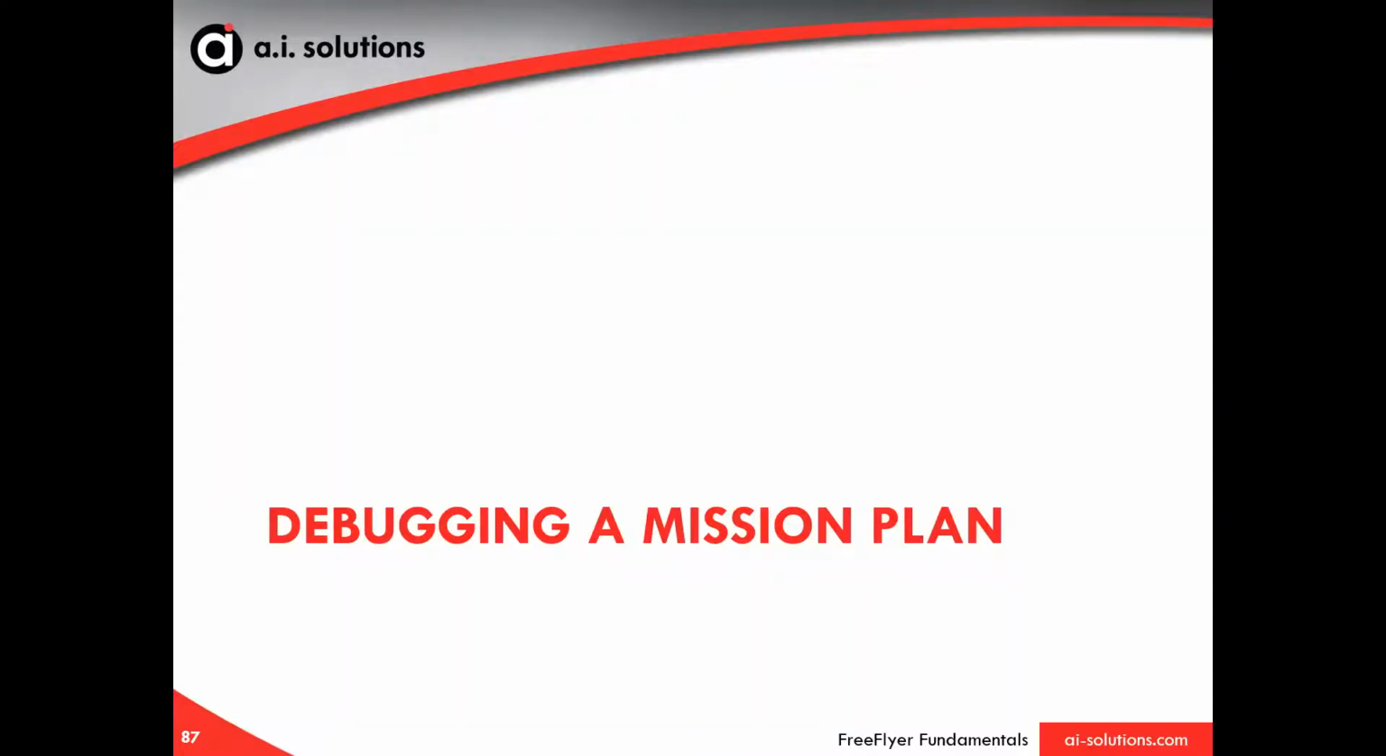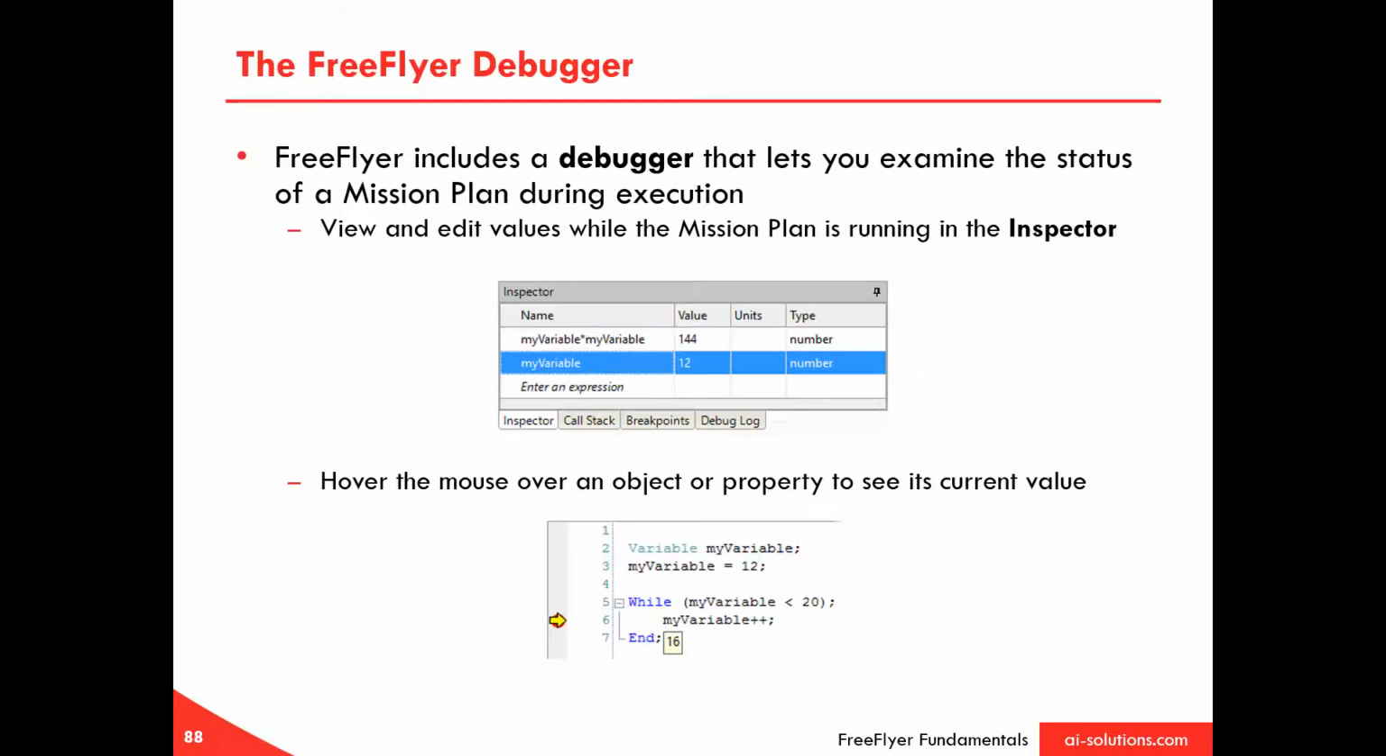Next, we'll talk about debugging a mission plan. FreeFlyer includes a debugger that lets you examine the status of a mission plan while it's running. When you're debugging a mission plan, you can view the value of any object or property in the inspector window. You can also edit values through the inspector, or you can simply hover your mouse over any object or property to see its current value.